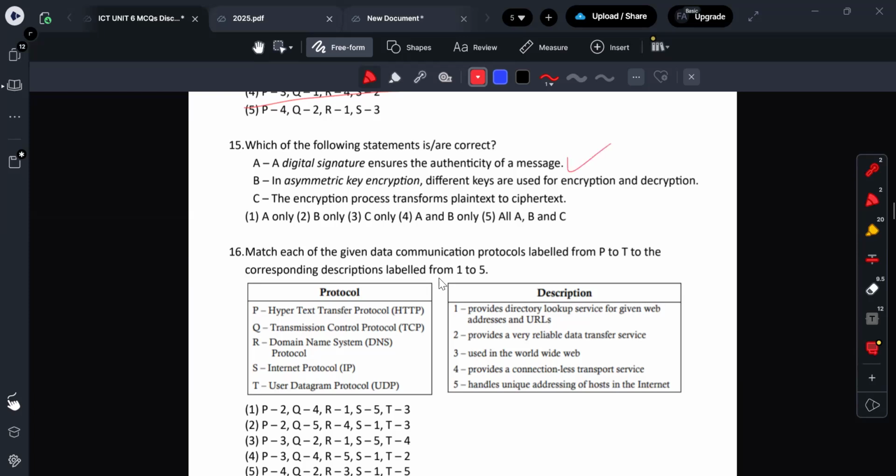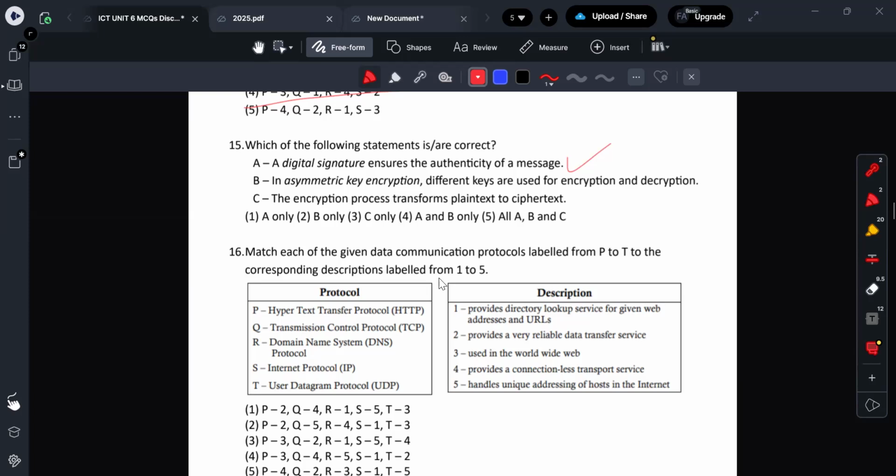In asymmetric key encryption, different keys are used for encryption and decryption. This is also true. I hope you saw the quick recap poster I sent in the group, right? In the quick recap posters I have clearly mentioned all this, isn't it? I hope you read that.